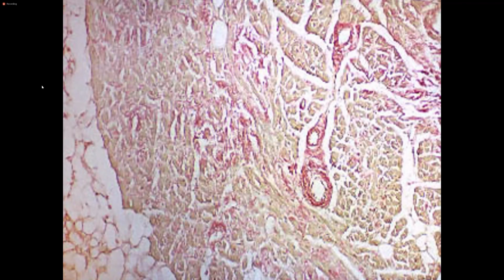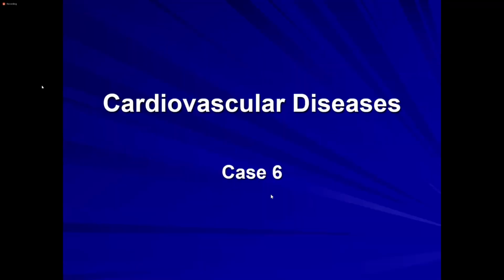Another test to highlight the presence of amyloidosis in the muscles of the heart is what we call apple green birefringence. So when you look through the microscope using a polarized lens, it will give you this type of birefringence, the apple green, and this is a confirmatory test for the presence of amyloid protein in these organs.